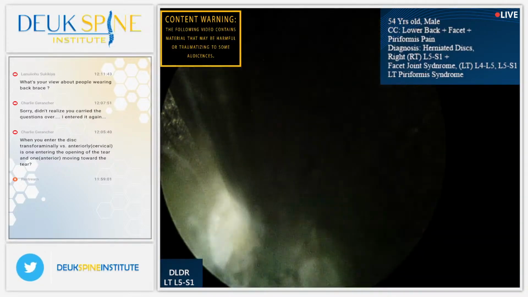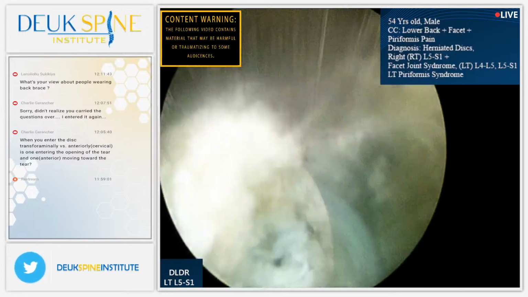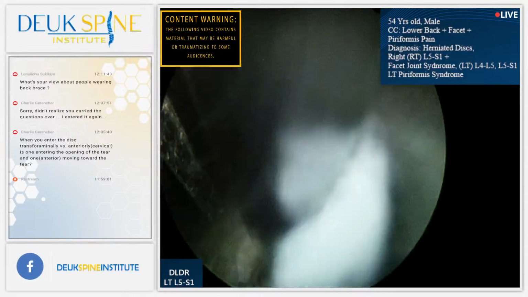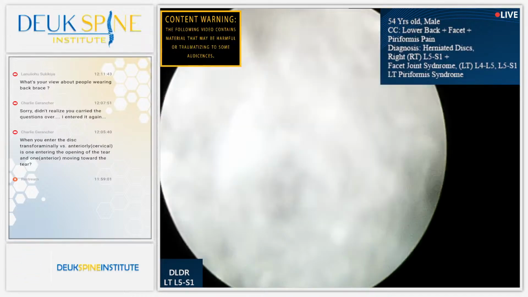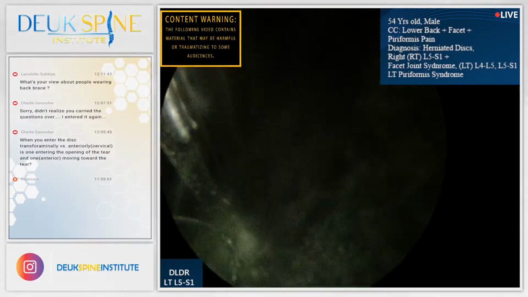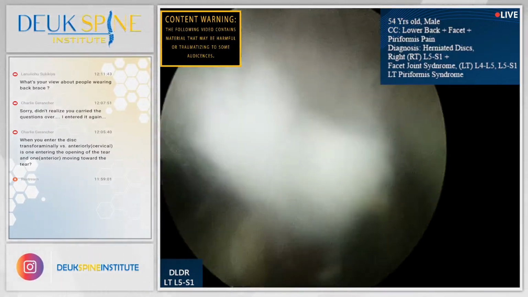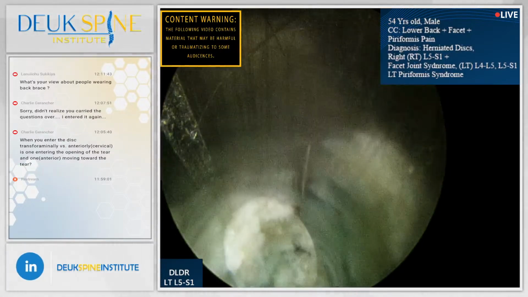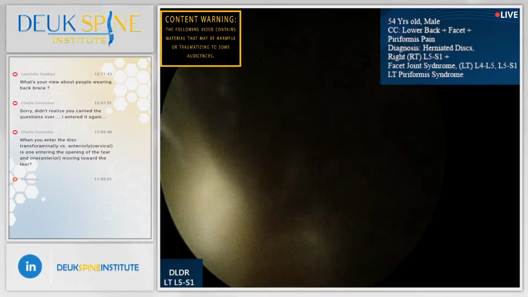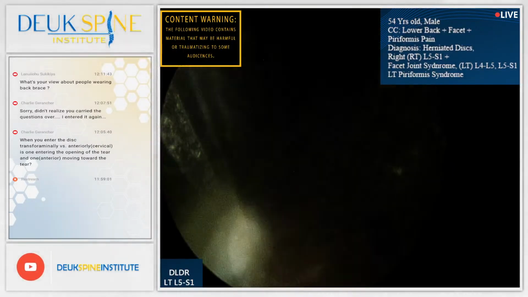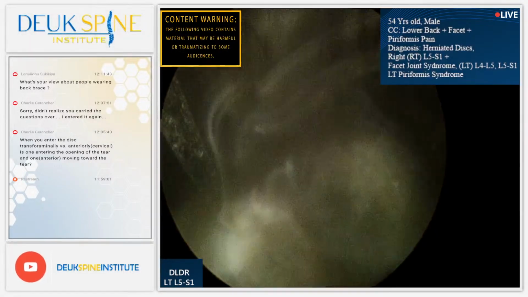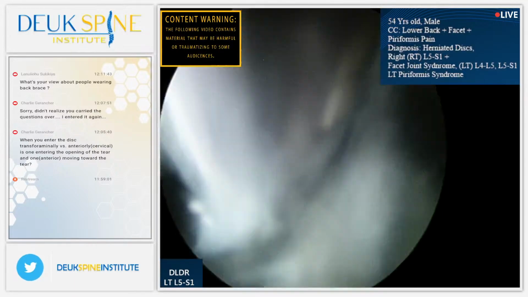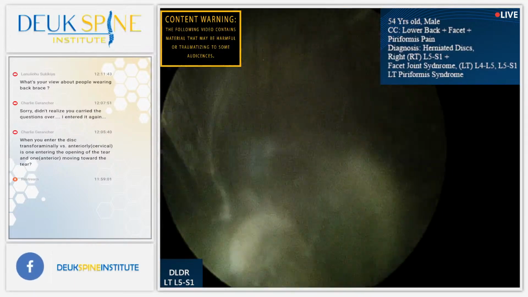Asking, what's your view about people wearing back braces? Normally, I am against people wearing back braces because back braces cause the muscles in the lower back to get weak and atrophied. So I never recommend a back brace unless the patient has had surgery and needs the back brace during the recovery from surgery, or if they have a fracture of the bone that needs to heal, like a compression fracture. And then we put people in braces so those fractures heal.